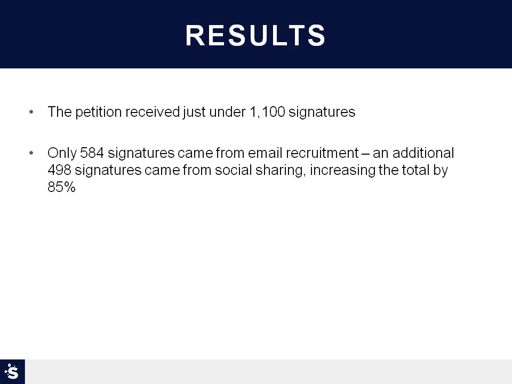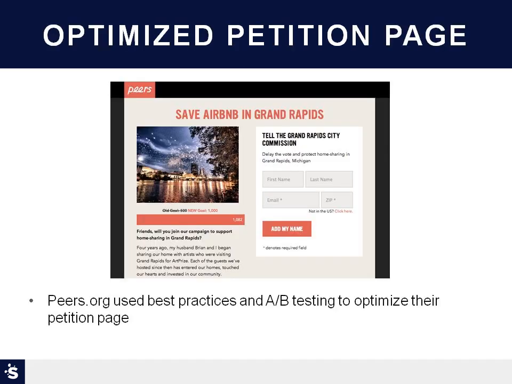What happened then, though, is those people went out and recruited their friends, and that brought in another almost 500 people to also sign the petition, which increased the total number of signatures they had by 85%. So they went from just over 500 to more than 1,000 signatures that way. The process they used was actually very similar to the one that Credo used for their campaign.